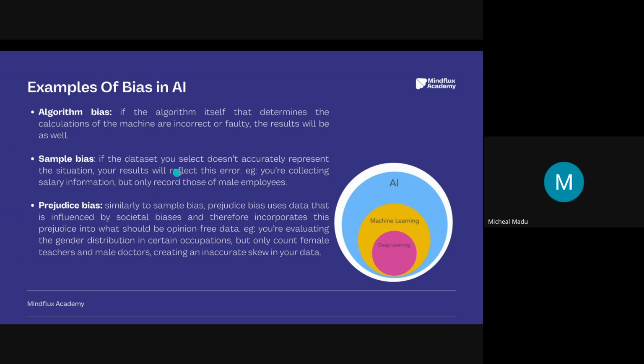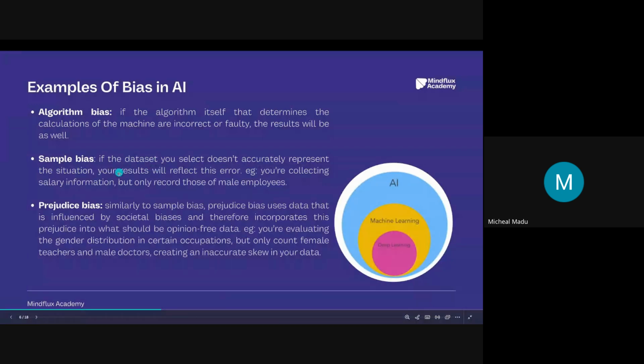Then we have sample bias. If the data set you select doesn't accurately represent the situation, your results will reflect this error. An example of this is collecting salary information but only recording those of male employees. This is a bias, because if you give a report saying the average human earns about 100,000, and you are asked what the source of your information is, and you say you sampled the salaries of about 100 working class men, that's a bias already, because it didn't factor the opposite gender into play. That's a bias on its own. Your data set is already biased, which will lead to a flawed system.